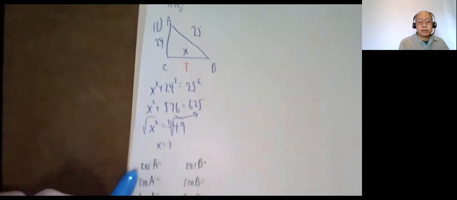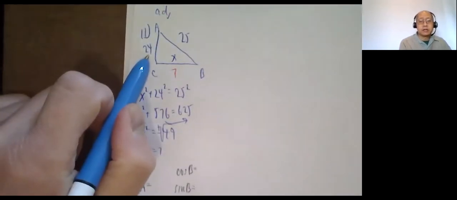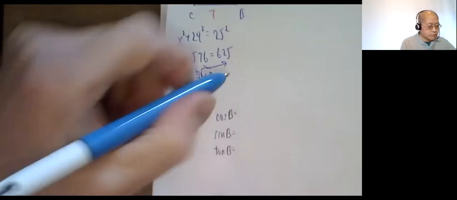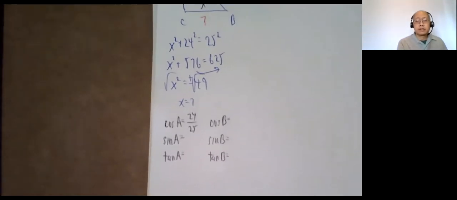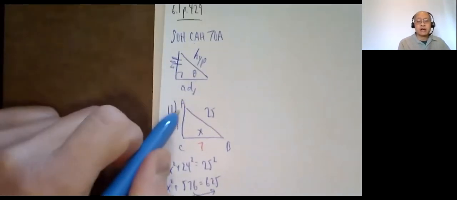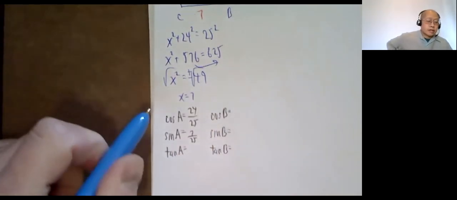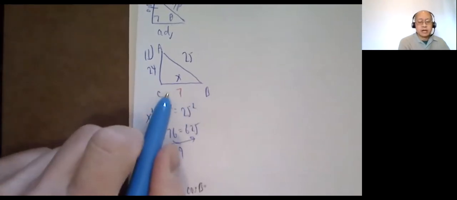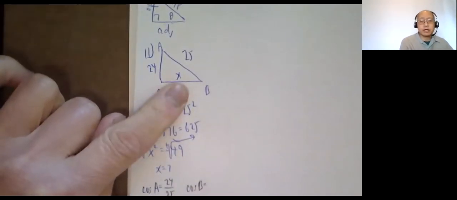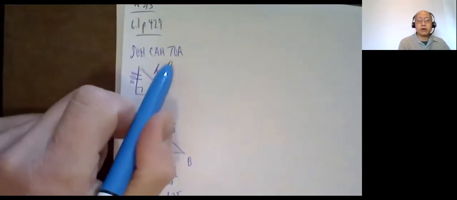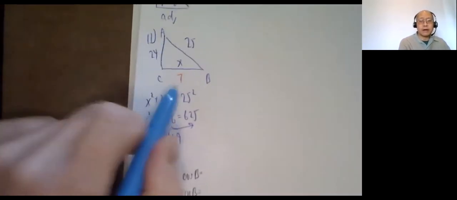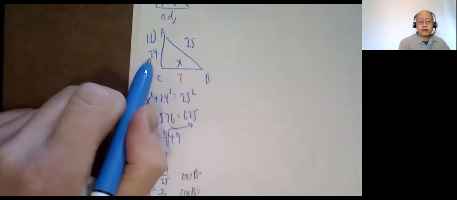Okay, cosine is adjacent over hypotenuse. So for angle A, the adjacent is 24, the hypotenuse is 25, so 24 over 25. Sine of angle A, opposite 7 over hypotenuse 25. And by the way, you'll notice that we have no way of doing this problem unless we figure out this side. Some of the problems are only going to give you 2 pieces of information, and you have to figure out the third piece of information. Tangent of A, TOA, opposite over adjacent, 7 over 24.